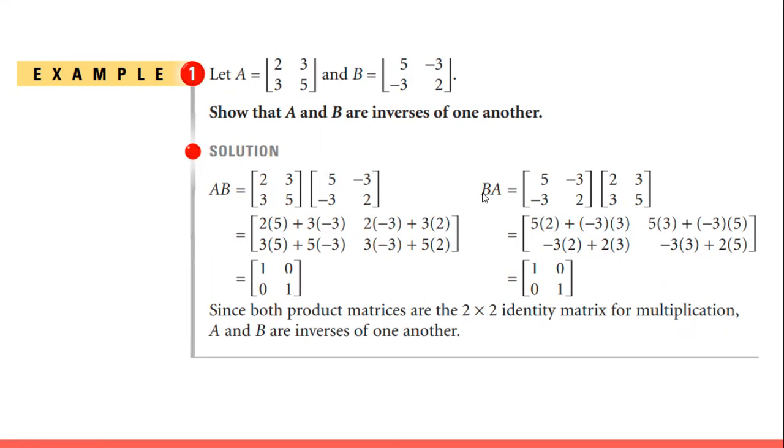And you're going to do the same thing for B times A. You're going to take the first row of the first matrix, multiply it by the first column of the second matrix, and you do the same steps for each of the other rows and columns, and you result in 1, 0, 0, 1. And since both product matrices are the 2 by 2 identity matrix for multiplication, A and B are inverses of one another.